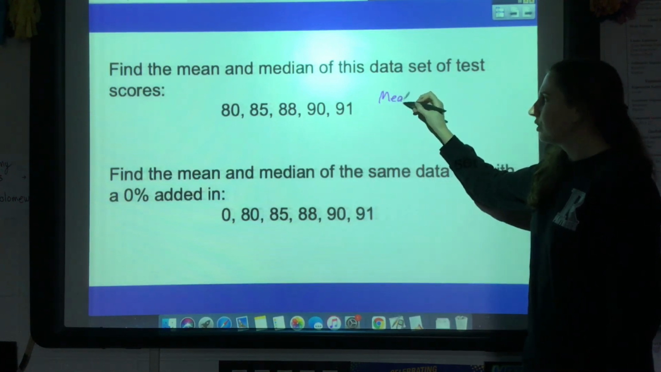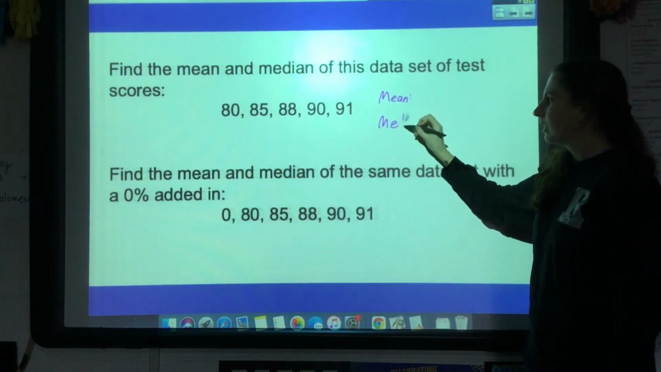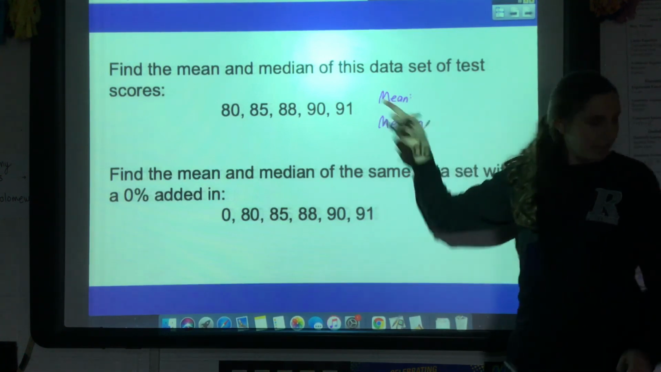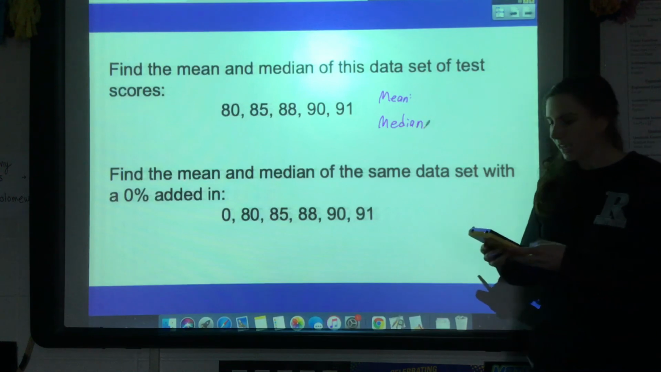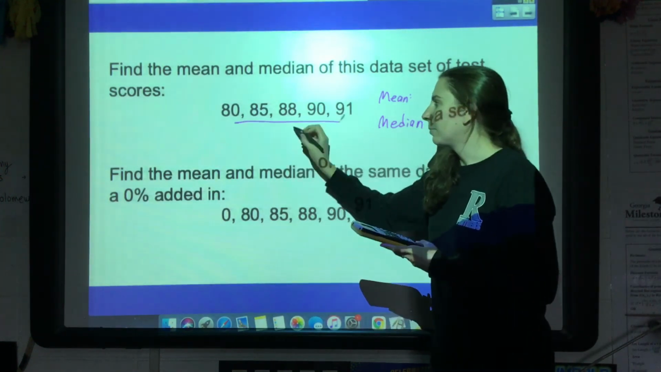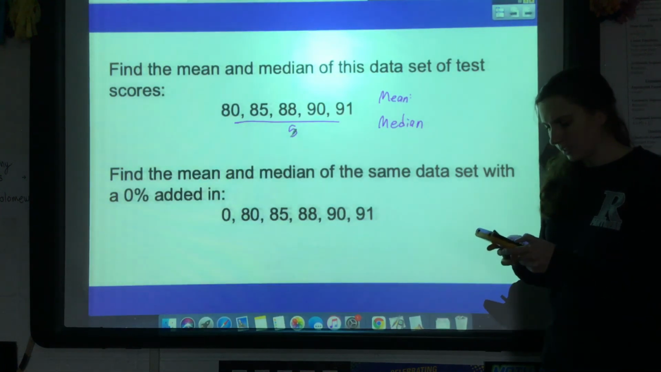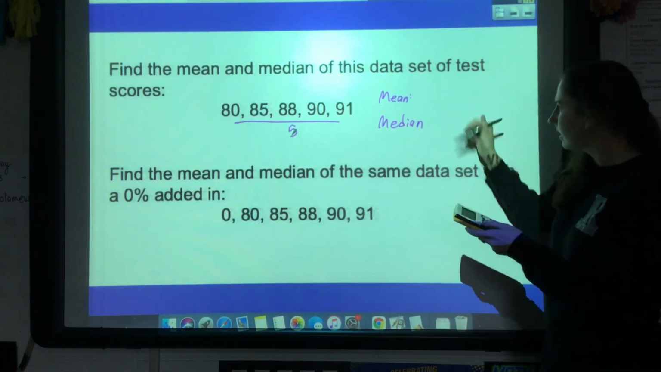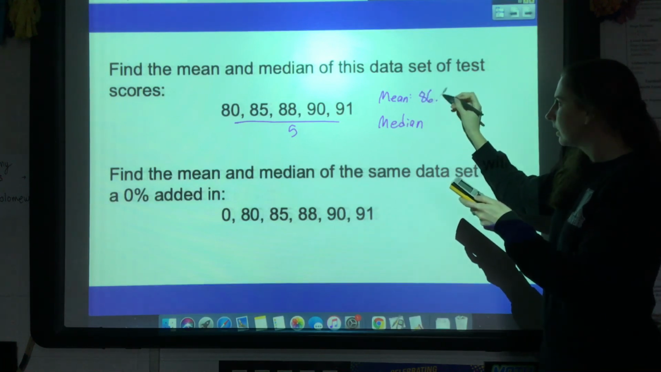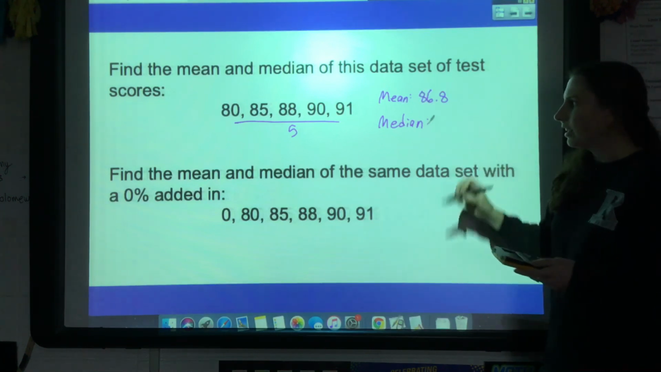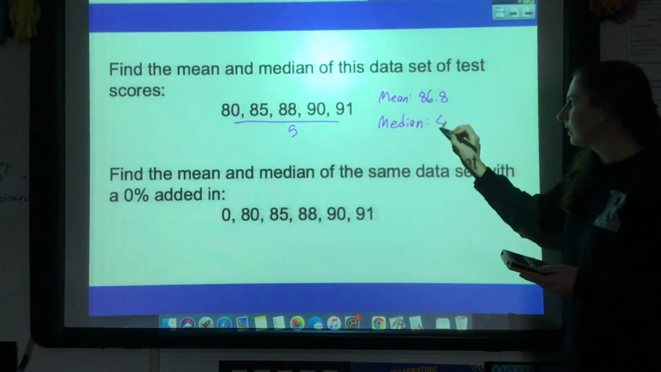All right, so hopefully you've tried that. The mean of this first data set, if you add them up and then divide by 5, because there's 5 of them, is, let's see, 86.8. And the median is the middle number, 88.